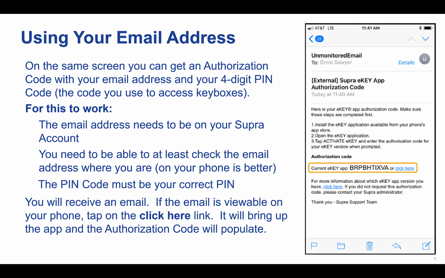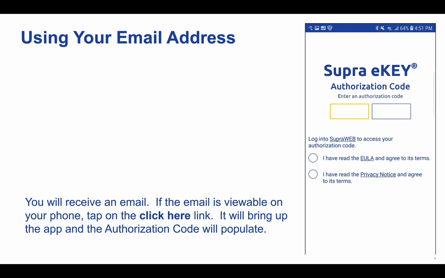If you receive that email on your phone, on the right-hand side, highlighted there in the yellow, click on the Click Here link, and that will bring up the application and populate the authorization code. If you're viewing on a computer, you'll actually have to put the authorization code in on the screen.